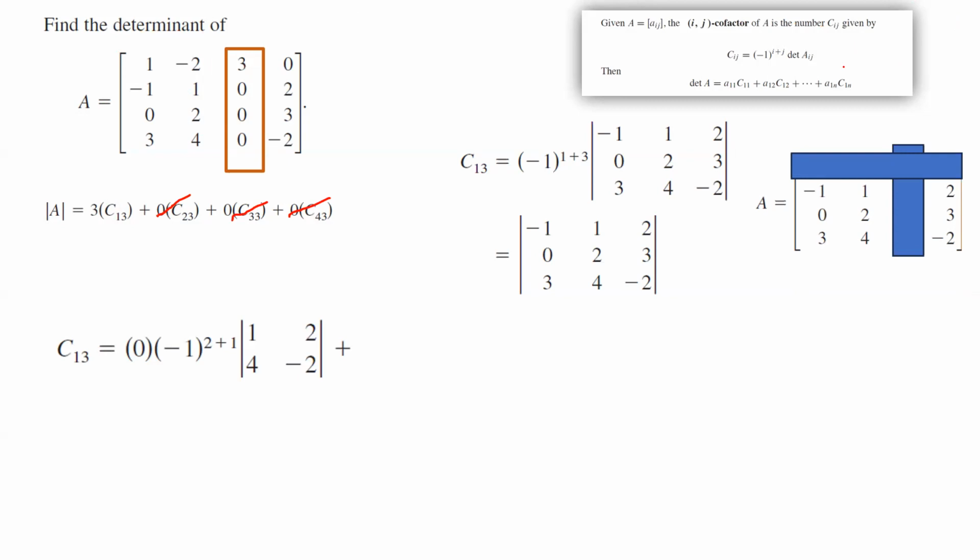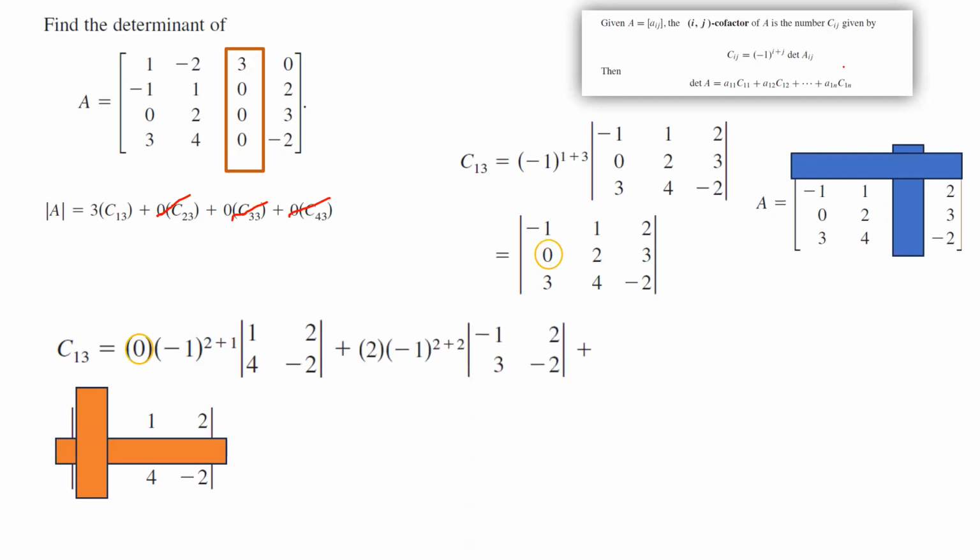using 0 times -1 to the power 2 plus 1 times the determinant of 1, 2, 4, and -1. Where does this determinant come from? Since you're finding the cofactor for the second row and the first column, it means that these two disappear, and you end up with a 2 by 2 matrix.